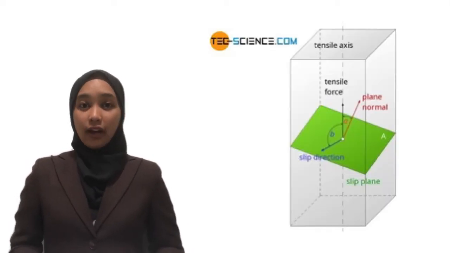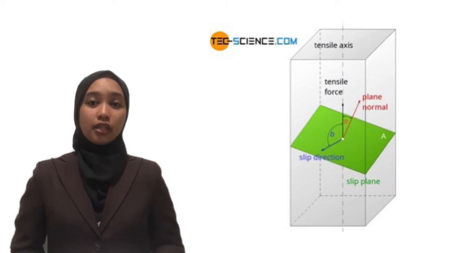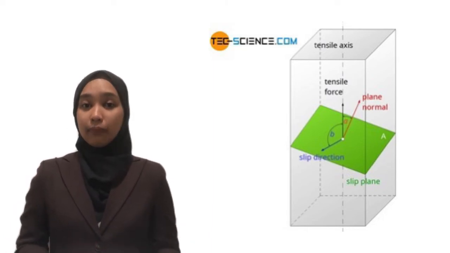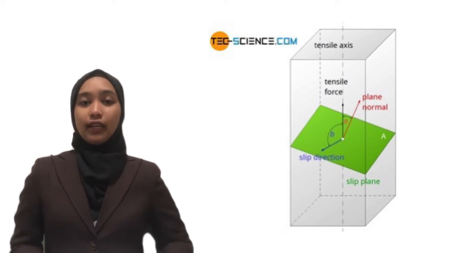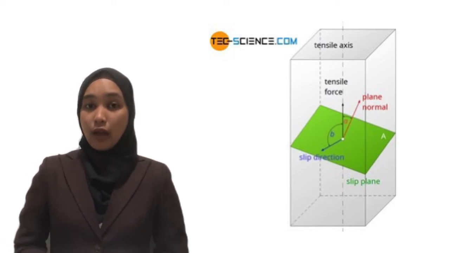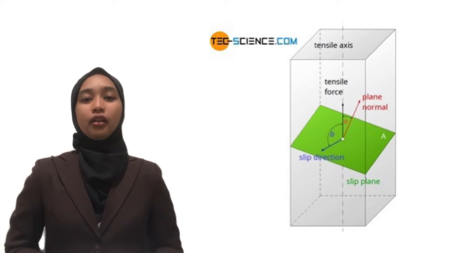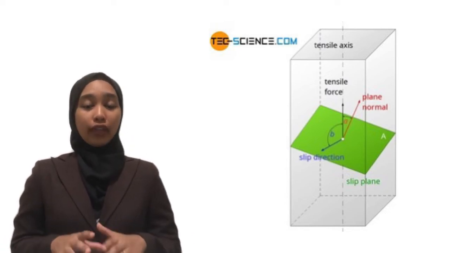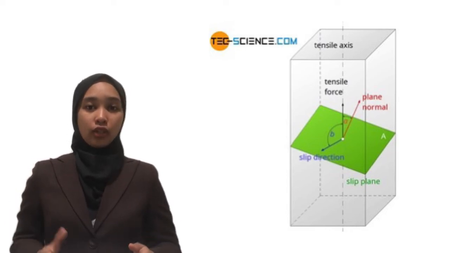The angle alpha is described as the angle between the external tensile force and the surface normal of the slip plane. The orientation of the slip direction is analogously defined as the angle beta between the force axis and the slip direction. Note that both angles are only independent within a certain range.